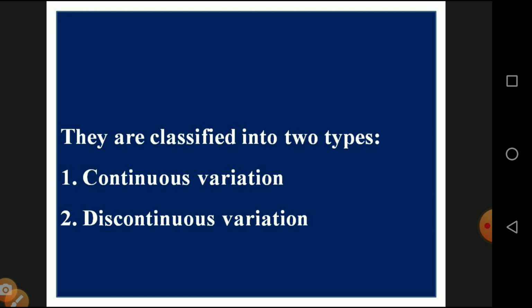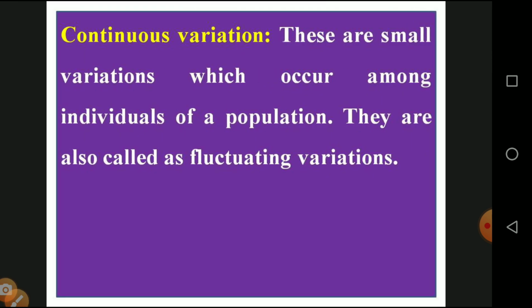Based on Darwin's observation, he classified variation into two types: one is called continuous variation and the second is called discontinuous variation. Depending on the statement itself, we get the meaning. Continuous means it takes place throughout the life and throughout the generations, and discontinuous variation means it takes place at one particular time or period. Continuous variations are small variations which occur among the individuals of the population.